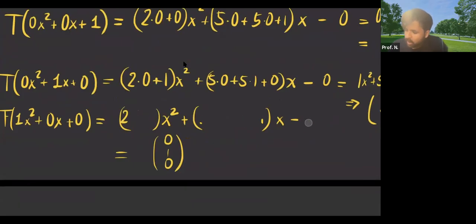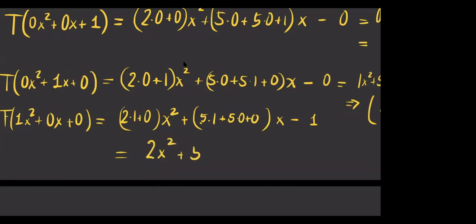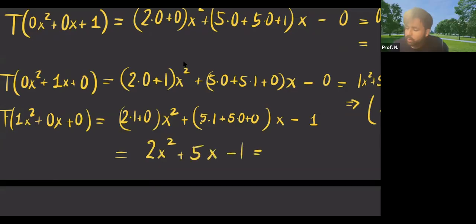How did this come up again? So this should be 2 times 1 plus 0. This should be 5 times 1 plus, let me see, 5 times 1. Yeah, 5 times 1 plus 5 times 0 plus 0 minus 1. So that should be, yeah, this should be 2x squared plus 5x minus 1. So the vector would look like -1, 5, 2.